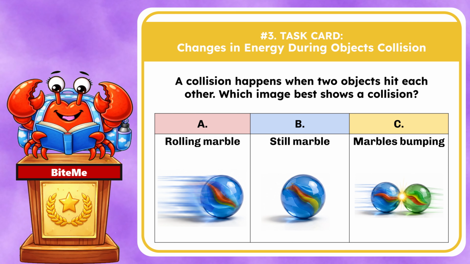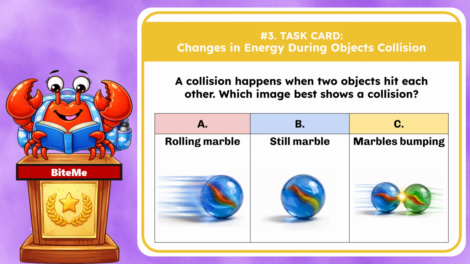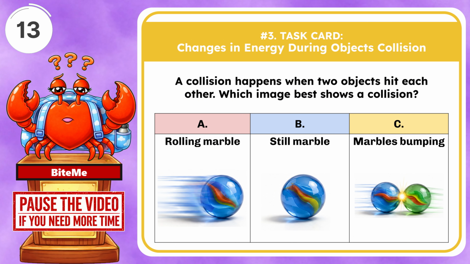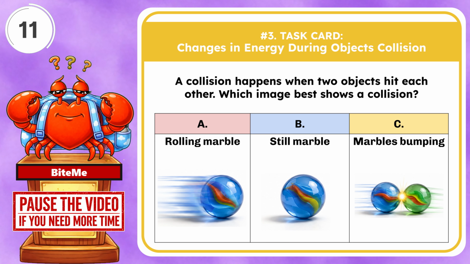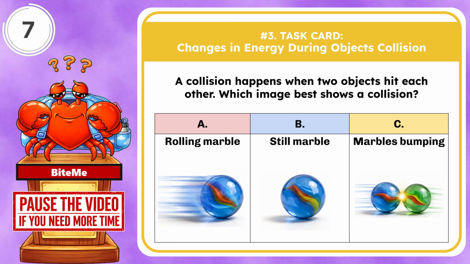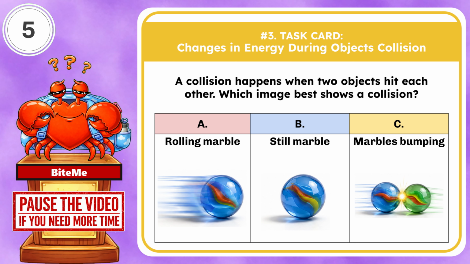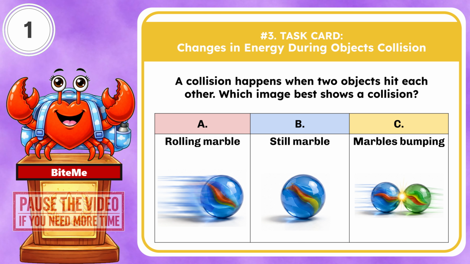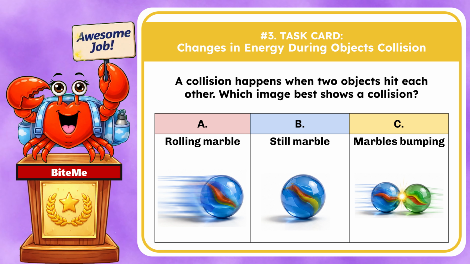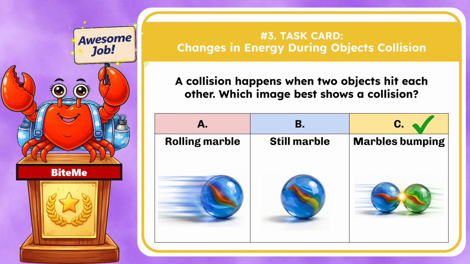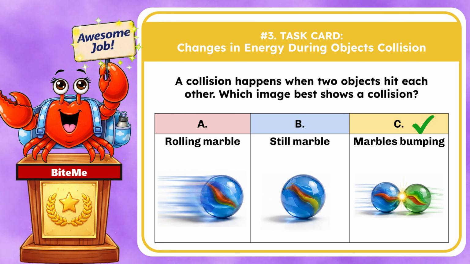A collision happens when two objects hit each other. Which image best shows a collision? And the correct answer is letter C, marbles bumping.